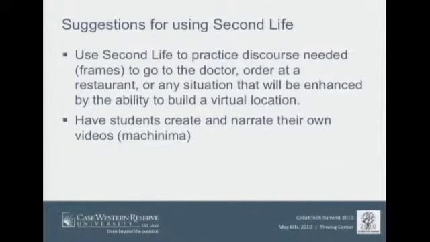Use Second Life to practice discourse needed to go to the doctor, order at a restaurant, or any situation that will be enhanced by having a contextualized environment. Because sometimes instructors can bring props into the classroom for these things, but let's face it, it's very difficult to bring enough props. And as we saw with our travel agency example, it's nice for the students. We did get very positive comments from that, from what you built, Sue. And have the students create and narrate their own videos, which Carolina does.